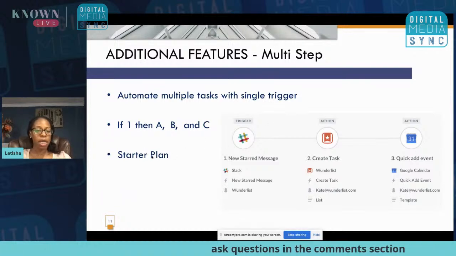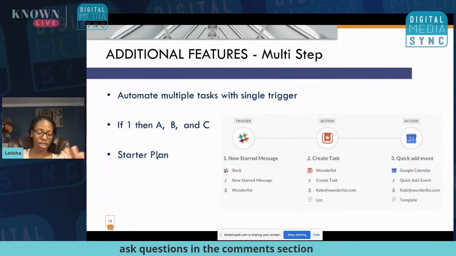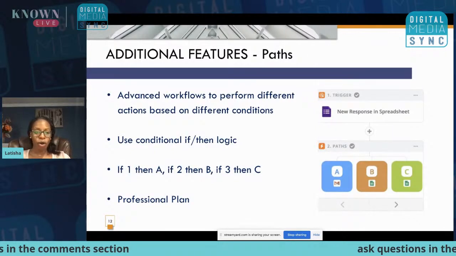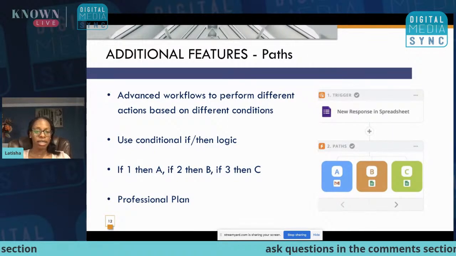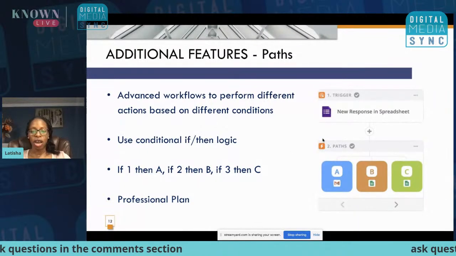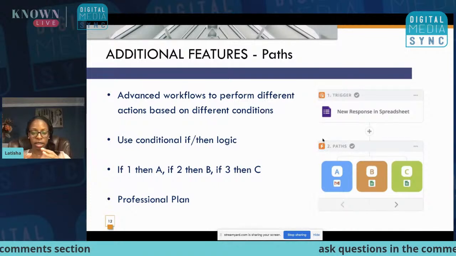You need at minimum the starter plan to do this. So it's not available in the free plan. They also have what they call paths. A path is conditional. So in this screenshot example, you have a Google form that's being updated.